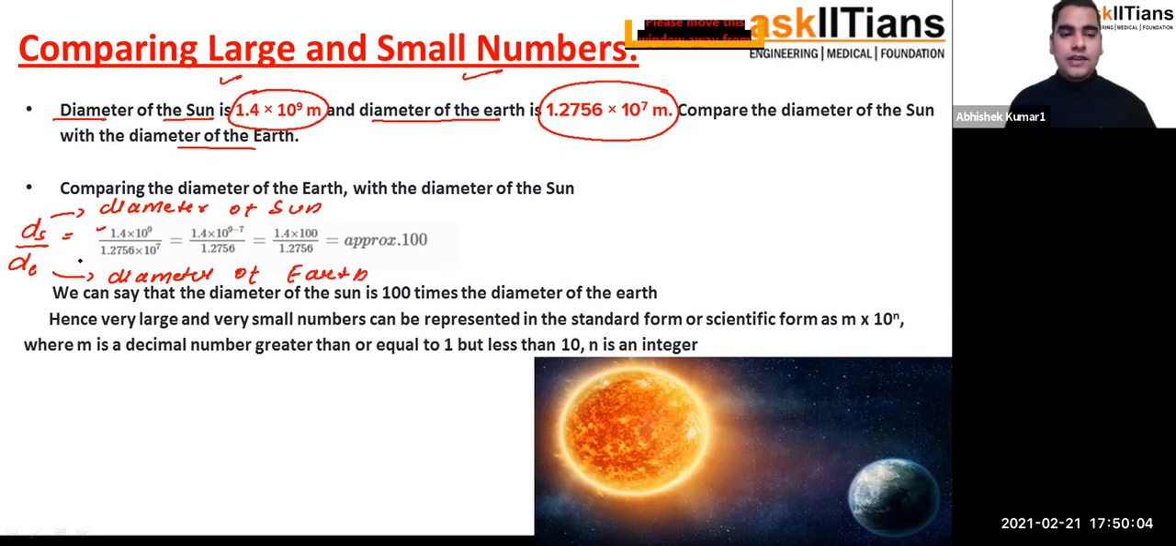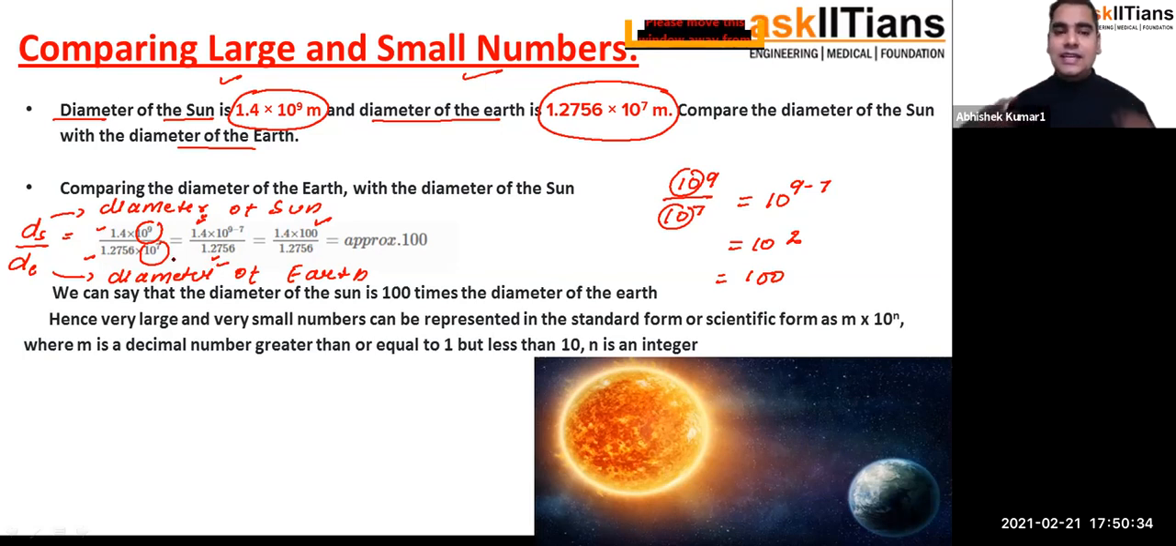When you divide both the values, here you have 10 raised to the power 9 and here 10 raised to the power 7. When 10 to the power 9 is divided by 10 to the power 7, because the bases are exactly the same, the powers get subtracted. So you will have 10 raised to the power 9 minus 7, which is 10 raised to the power 2, and that is nothing but 100. We haven't made any changes in 1.4 and 1.2756. After you divide these two values, you get approximately 100, very close to 100.